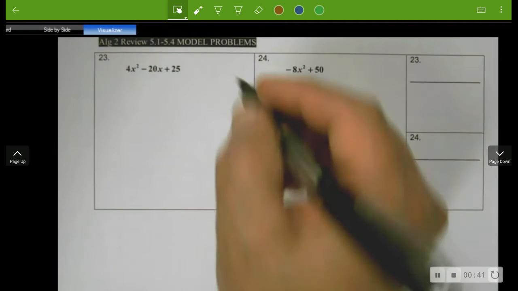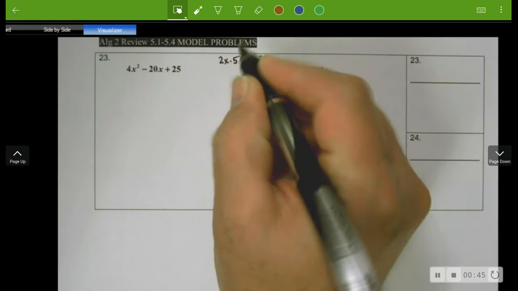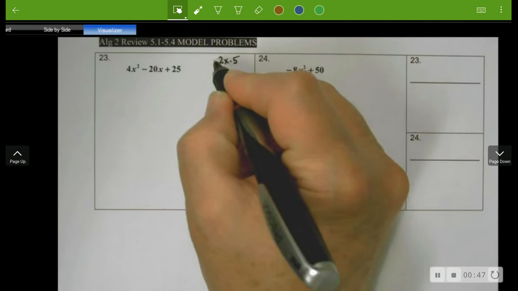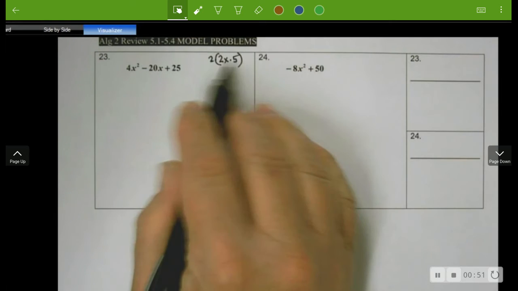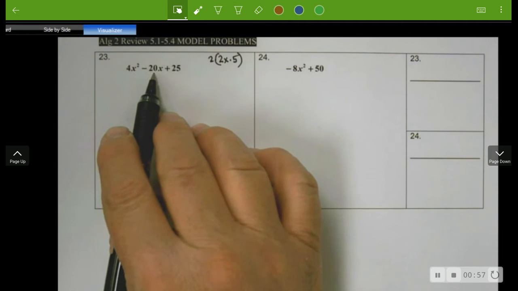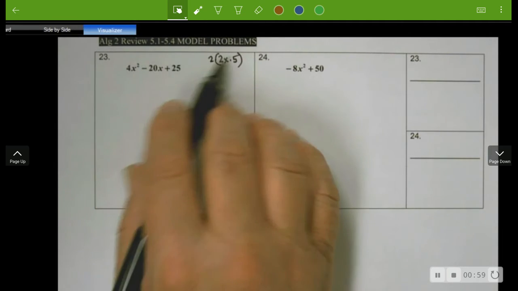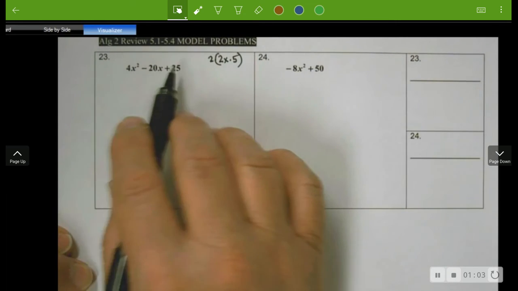Now I'm going to write those down here, 2x and 5. If you multiply those and then multiply that whole thing by 2, you get 10x, doubled would be 20x. And if that's your middle term, either 20x or negative 20x in the middle, then you are dealing with a perfect square trinomial.